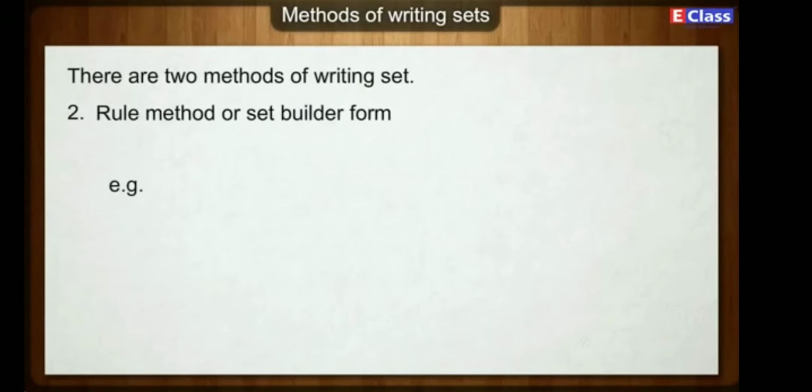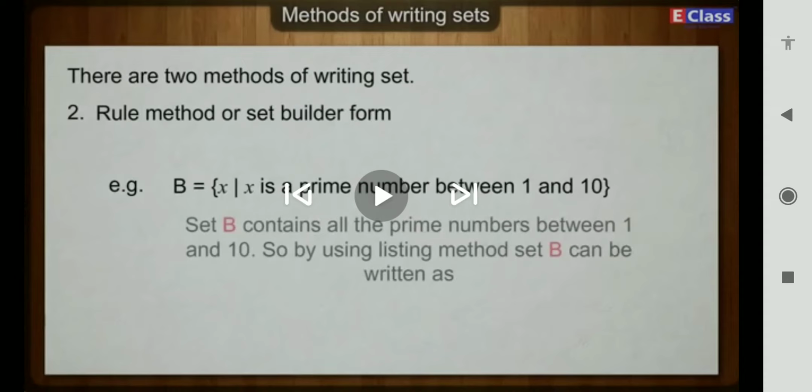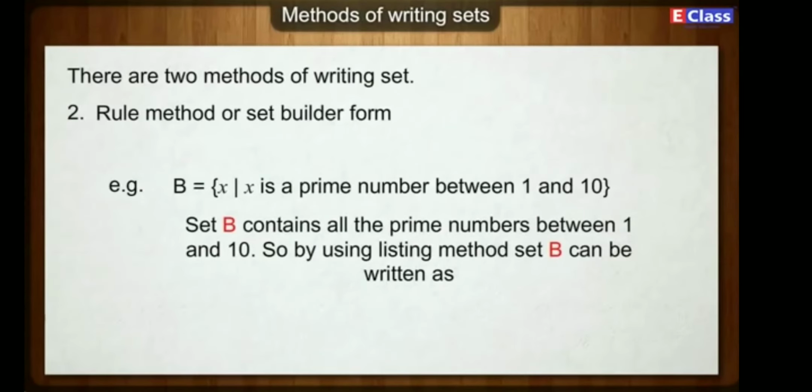Another example: B = {x | x is a prime number between 1 and 10}. Set B contains all the prime numbers between 1 and 10. So, by using listing method, set B can be written as B = {2, 3, 5, 7}.